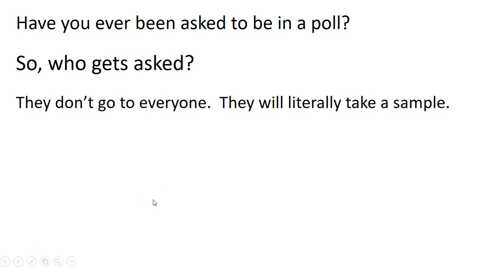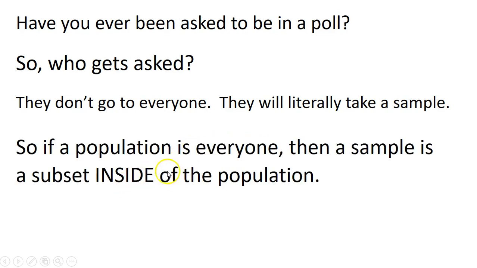All right, they don't physically go to everyone and ask everyone in the United States to answer this. And if they refuse to answer it, then they don't give out the poll, right? They literally have to take a sample of the entire population. That's what they have to do. So if a population is everyone, then a sample is a subset inside the population, right?